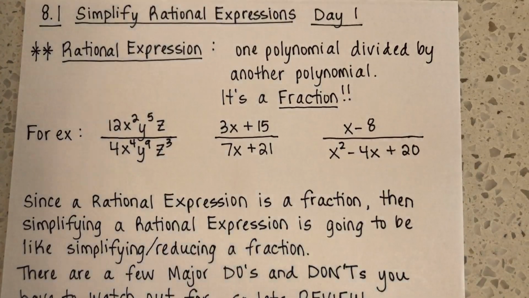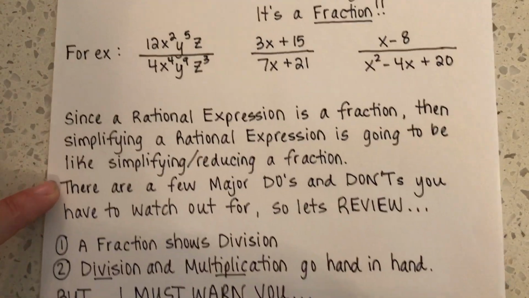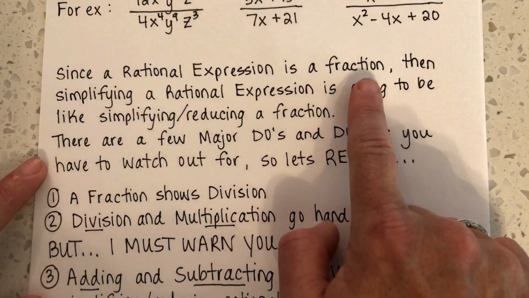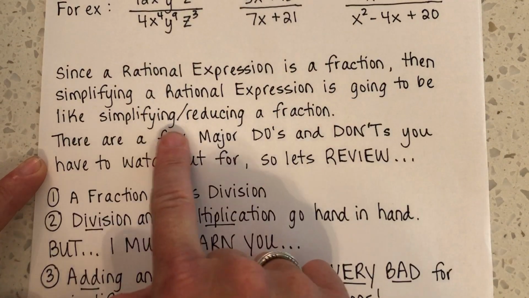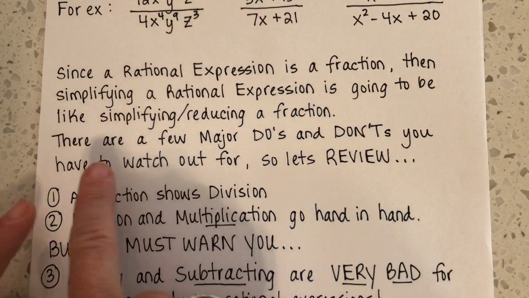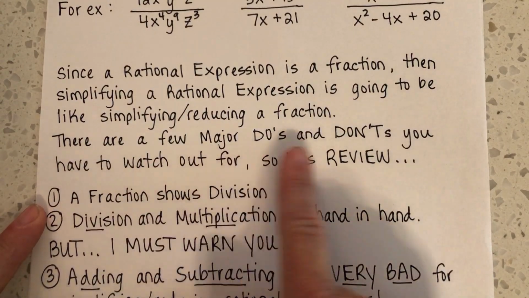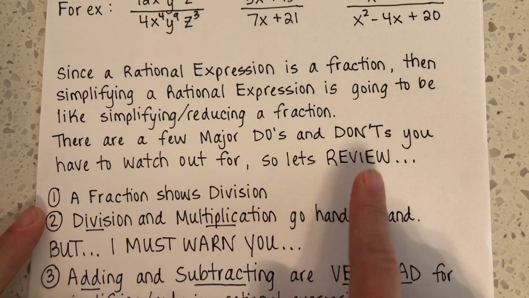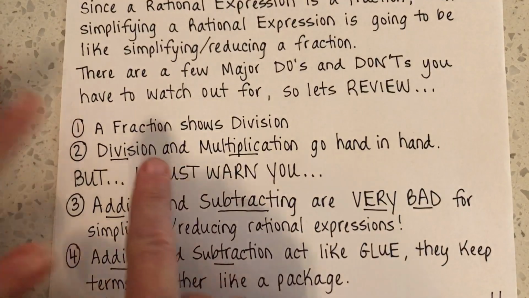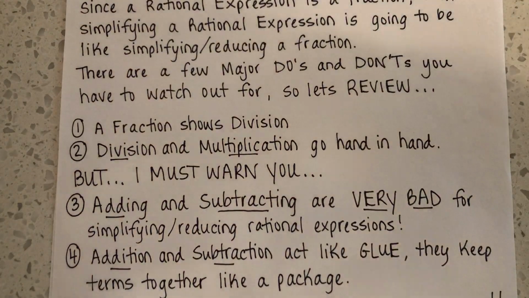Okay? All right, let me go over some basics with you. Since a rational expression is a fraction, then simplifying a rational expression is going to be like simplifying or reducing a fraction. There are a few major do's and don'ts you have to watch out for, so let's review a few things. Number one, a fraction is showing division, right? That's what a fraction does. It is the top divided by the bottom.